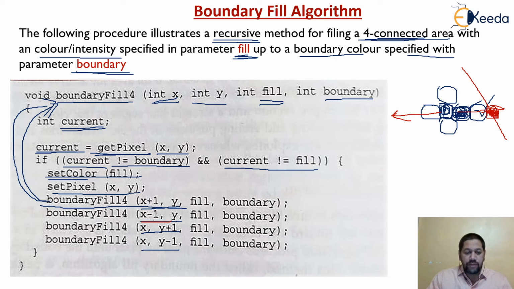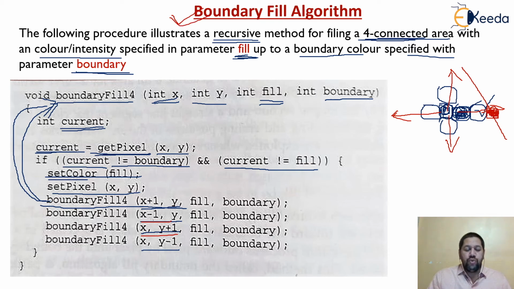Again I will move, what is my next value? x comma y plus 1. So in that case I will move in this direction. And at the end I will move in this direction and go on filling all the pixels with the appropriate color. Okay, so this is the algorithm, I call it the boundary fill.